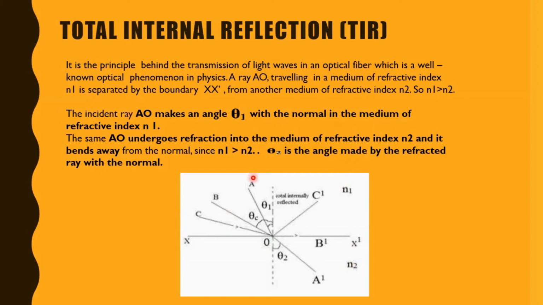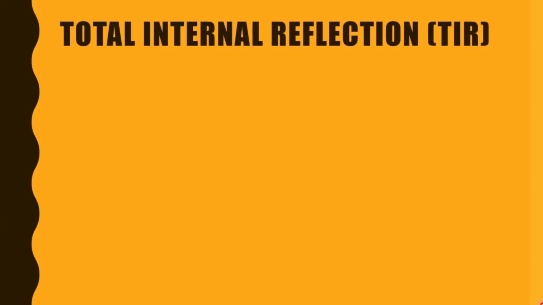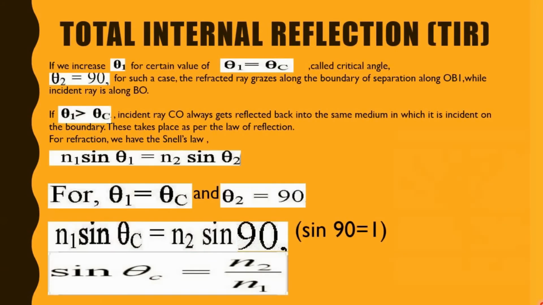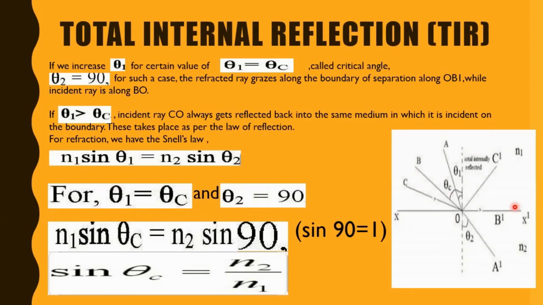The incident ray AO makes an angle theta 1 with the normal in the medium of index N1. The same ray undergoes refraction into the medium of N2 and bends away from the normal, as N1 is greater than N2. Here theta 2 is the angle made by the refracted ray with the normal. Now we will move on with total internal reflection in a new manner, as we can see this was the picture we have seen earlier.